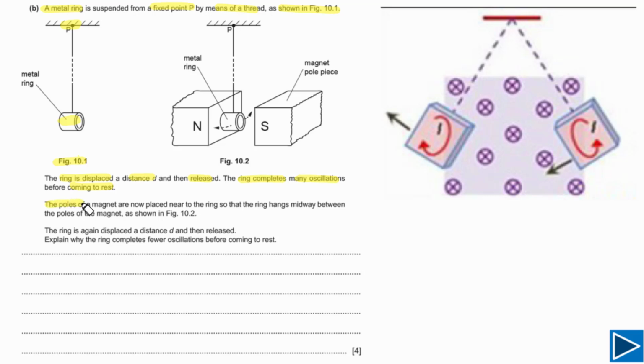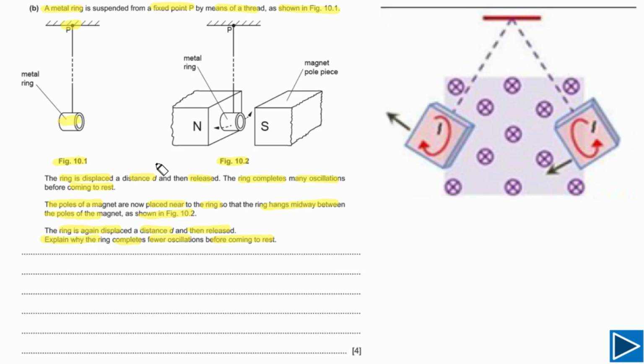Next, it is given to us that the poles of a magnet are now placed near the ring so that the ring hangs midway. As you can see here, this ring is between these magnetic poles, placed midway, as shown in figure 10.2. The ring is then again displaced the same distance d and released. But this time the ring completes only fewer oscillations before coming to rest. We need to explain why.